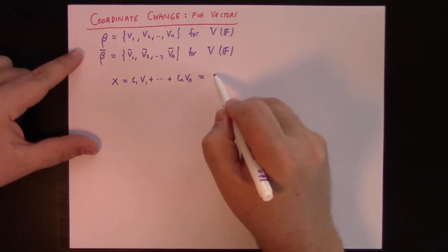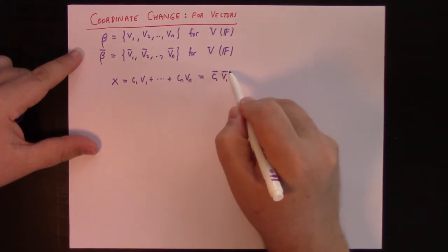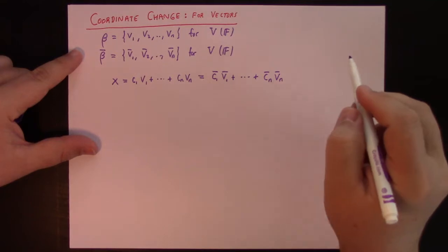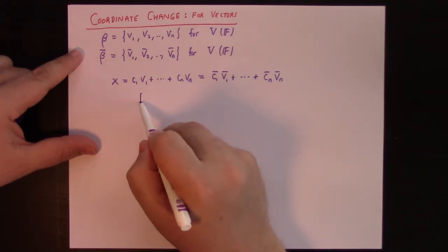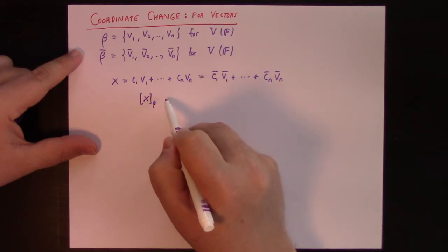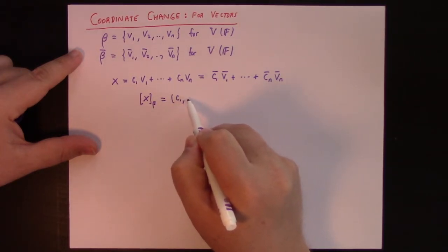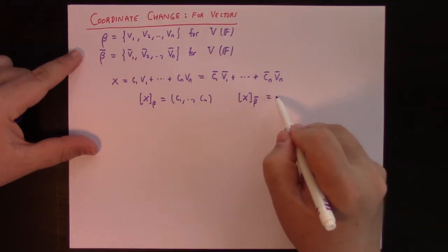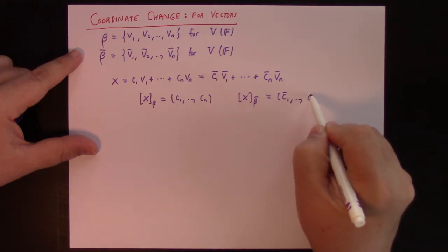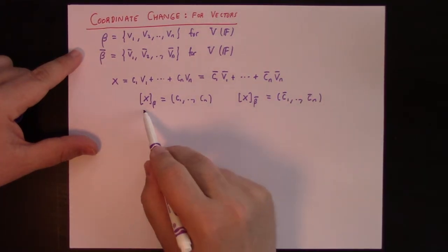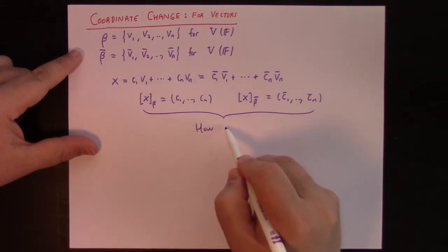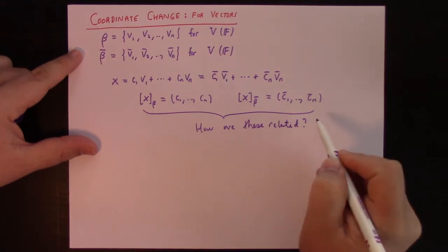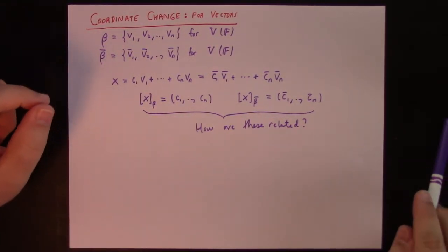And we can also expand it in terms of the other basis: c bar 1 v bar 1 plus through c bar n v bar n. The question is, of course we have in our usual notation, x beta would be c1 through cn. X beta bar would be c bar 1 through c bar n. And the question is, how are these related, if at all? Well, in fact, they are. And the answer comes simply to us from just a little picture.